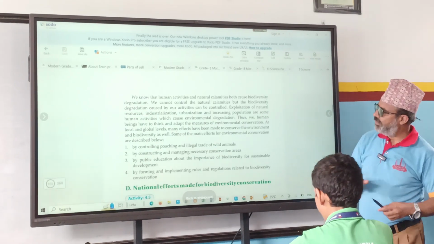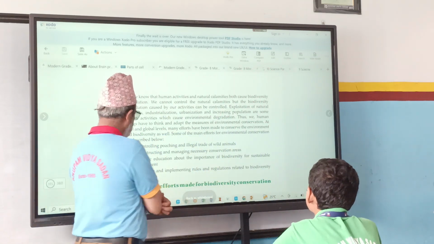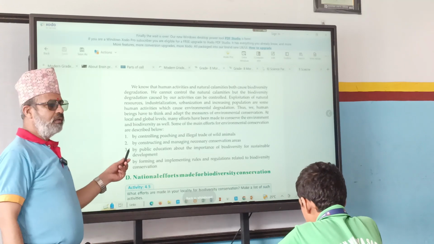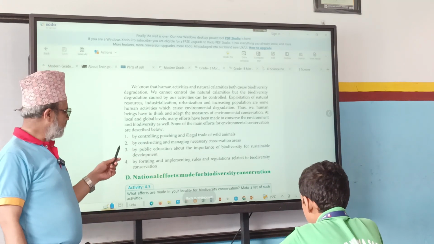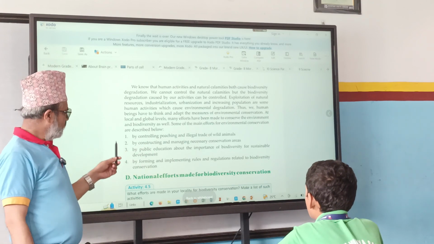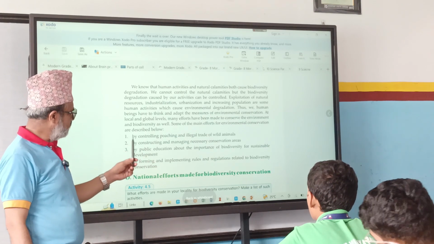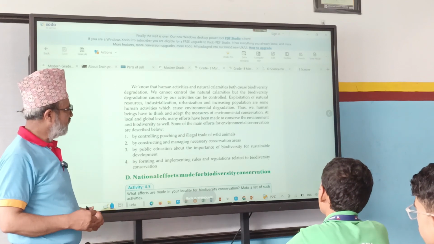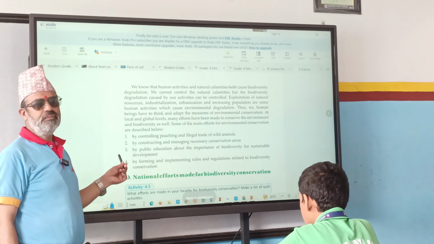Last time, some efforts for environmental conservation. How many efforts did we discuss yesterday? Four. What is the first one? Poaching and illegal trade. Second one. Third one, the importance of biodiversity. Fourth one. These four points must be focused on, right? Okay.